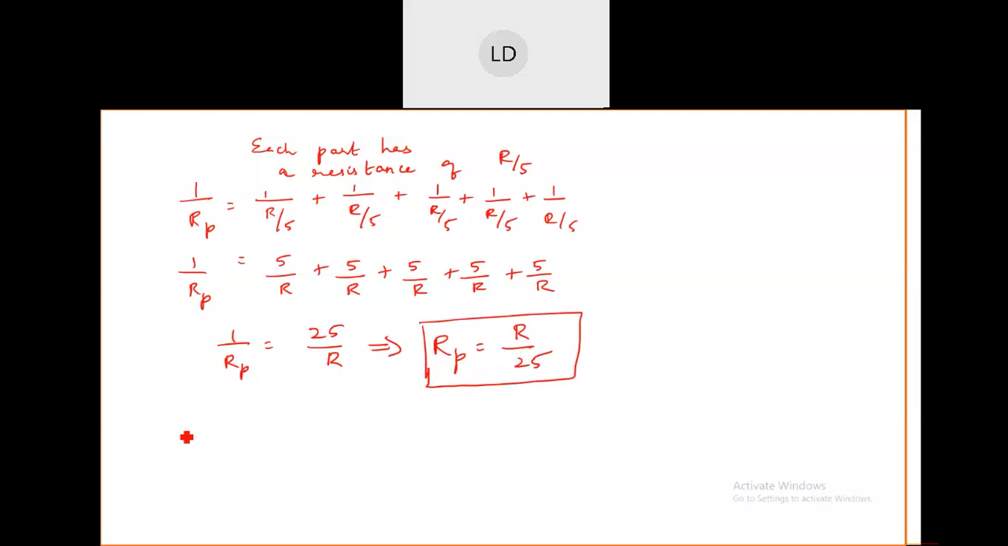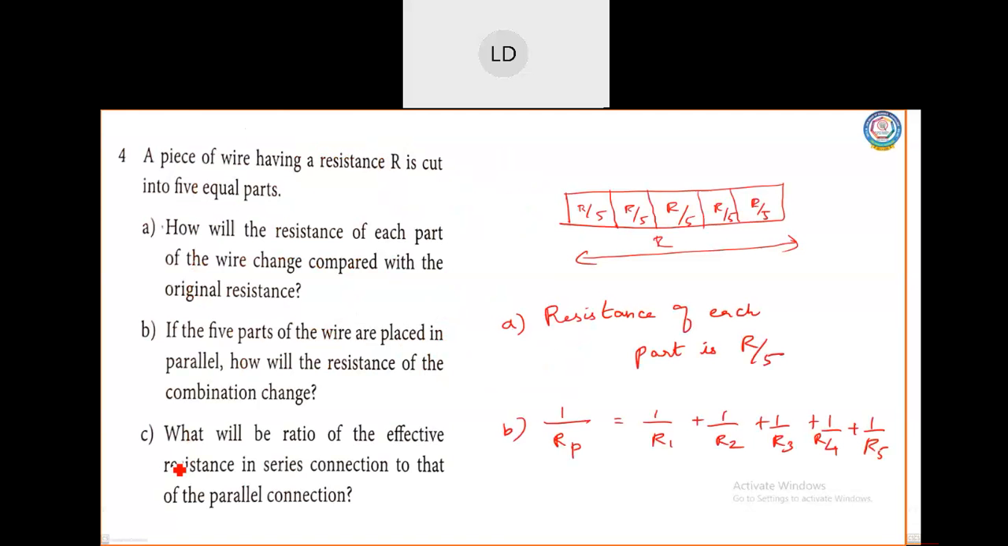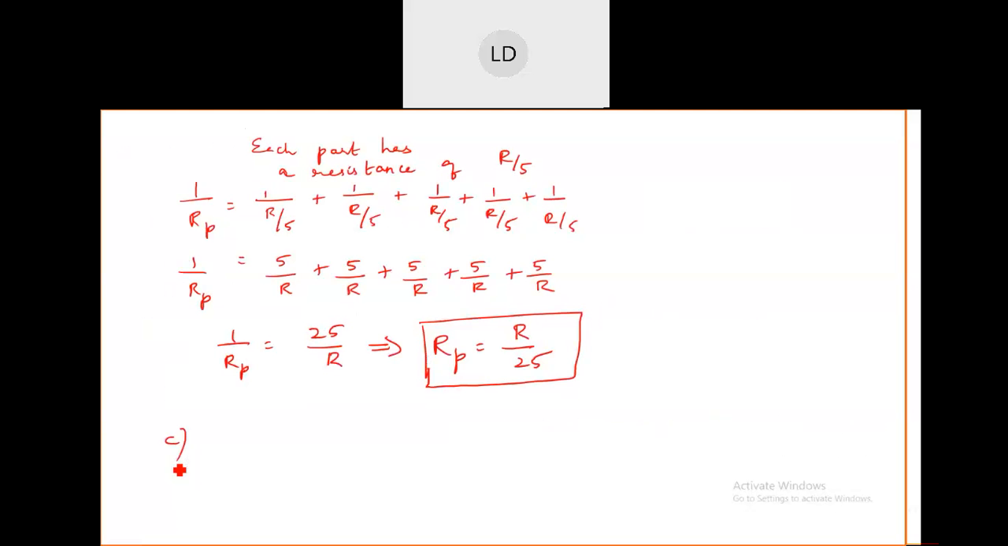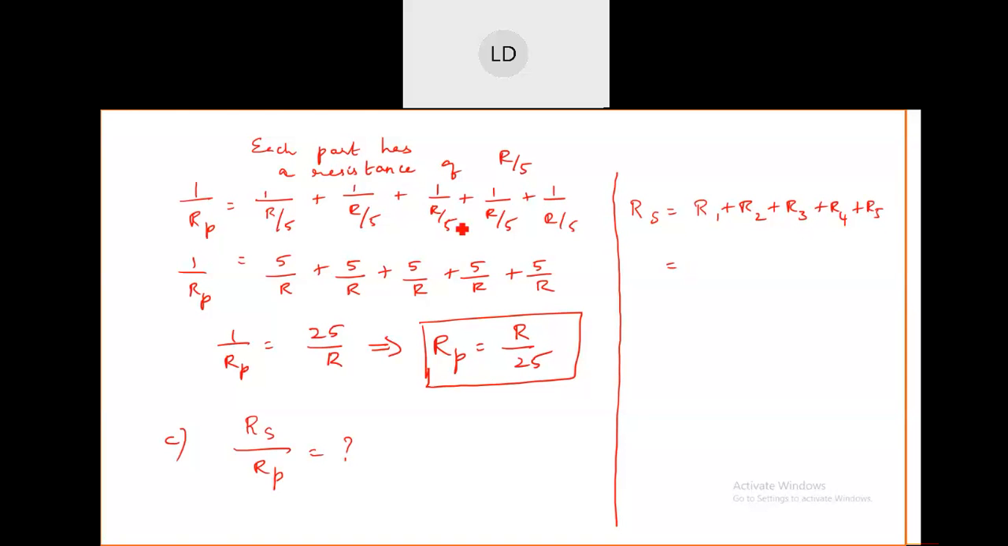Next, what is the C option? What will be the ratio of the effective resistance in series connection to that of the parallel connection? So they are asking us to find out Rs by Rp. We know the value of Rp, children, but we don't know the value of Rs. So first let us find out Rs. Rs is resistors connected in series. The net effective resistance will be R1 plus R2 plus R3 plus R4 plus R5. So what is the value of each resistance? It is R by 5.